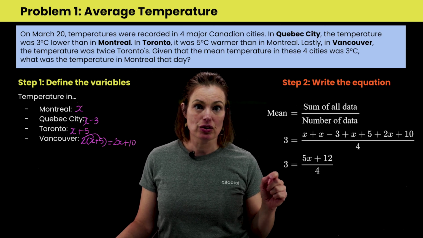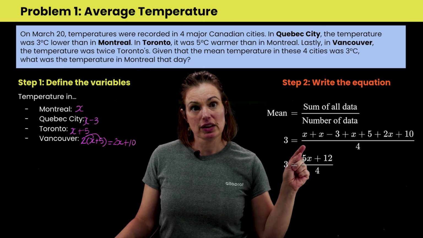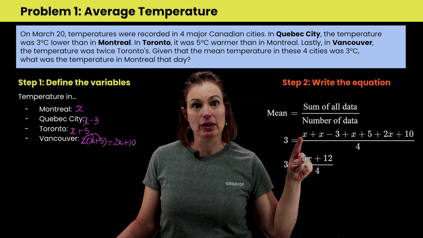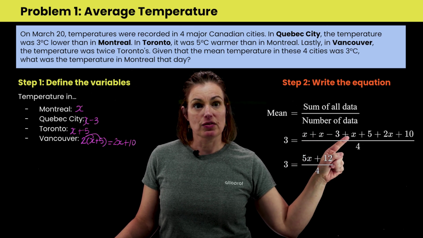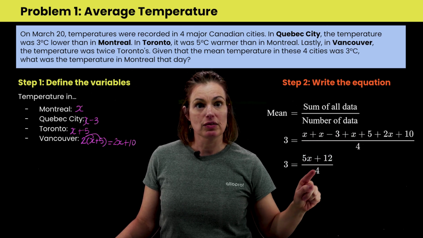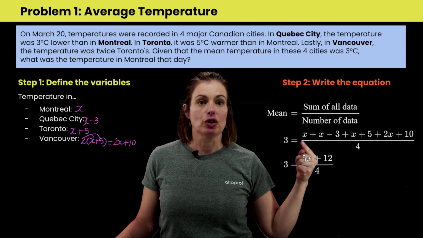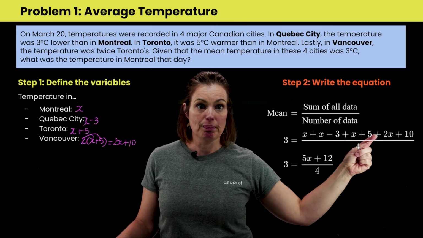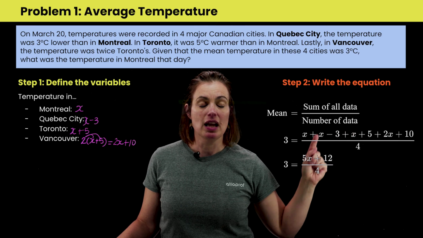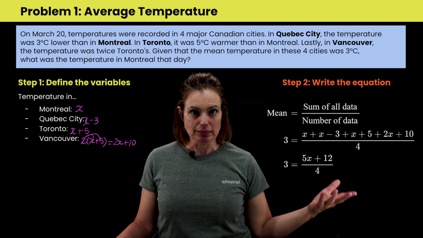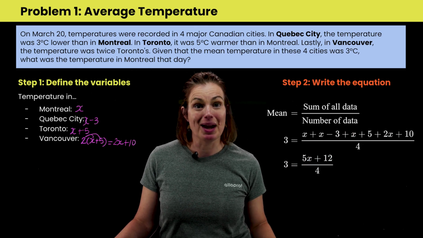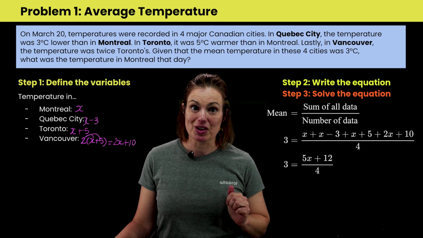So I've taken the like terms. In other words, I've taken all my x's and I've added them together. x plus x plus x for 3 x's plus another 2 x's to give a total of 5 x's. And then I took my constants, negative 3 plus 5 plus 10 to give me plus 12. And again, divide by 4. I am now ready to solve my equation.